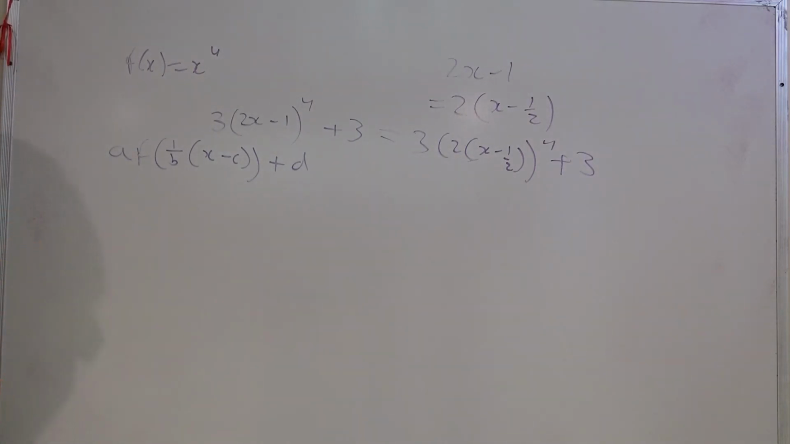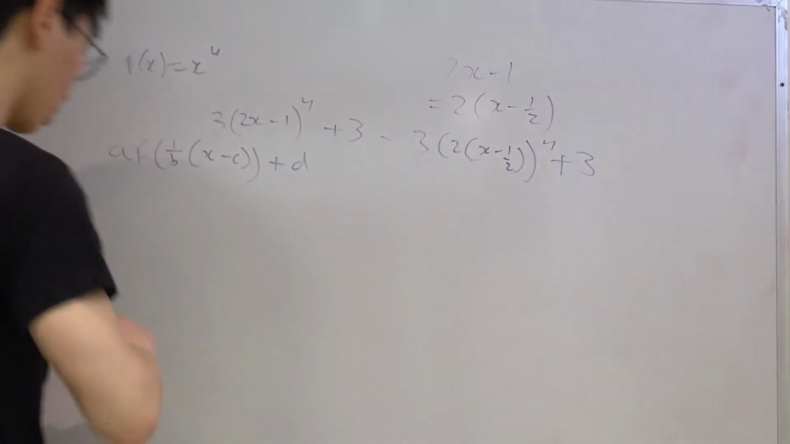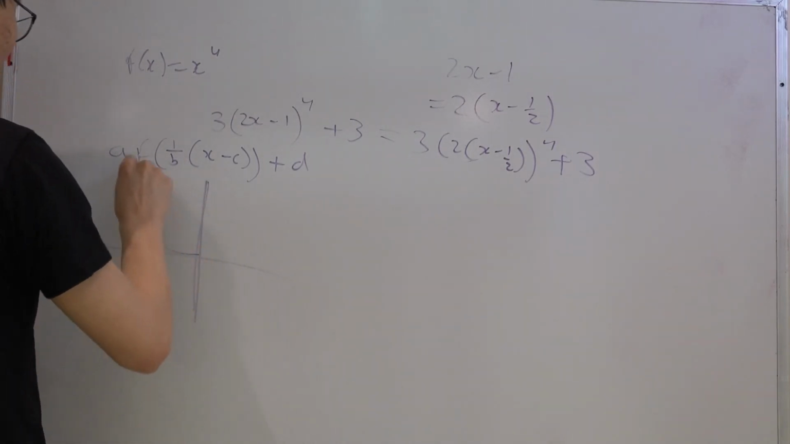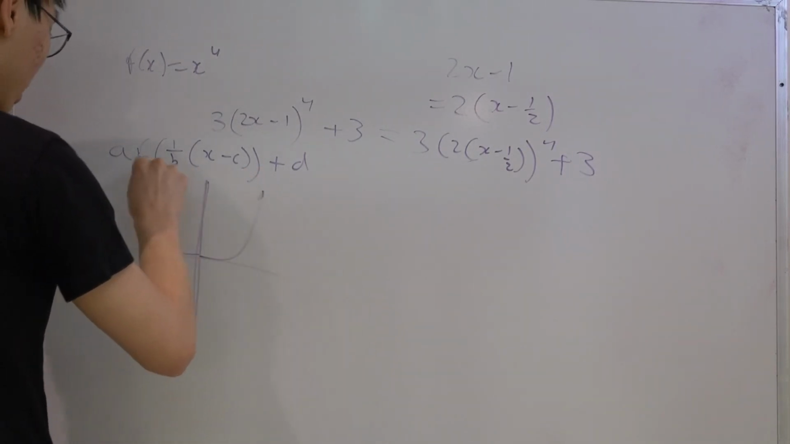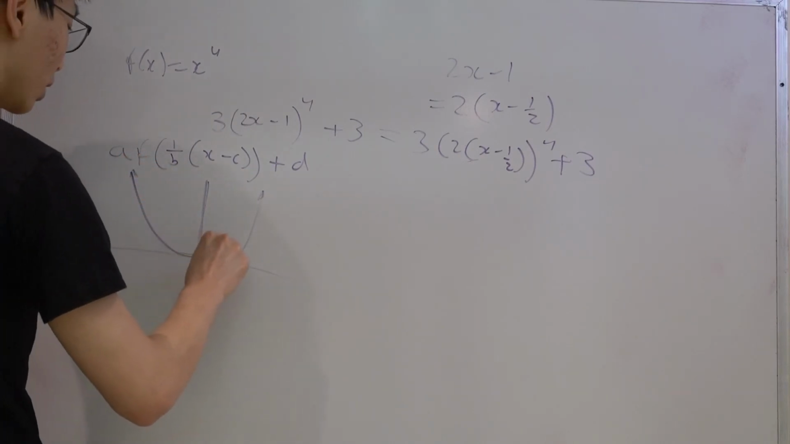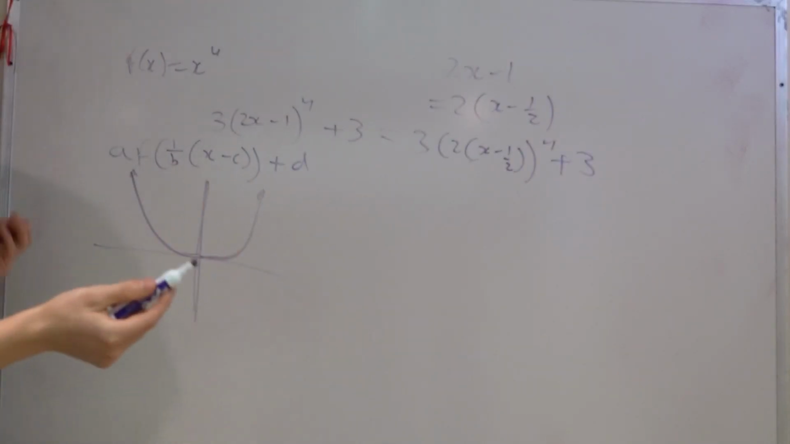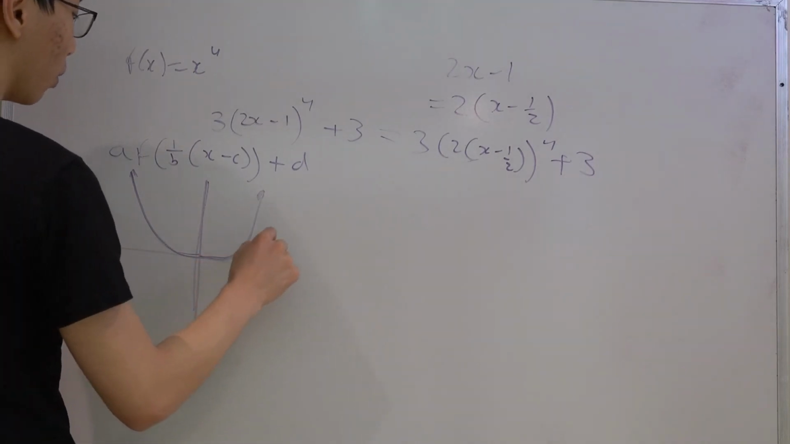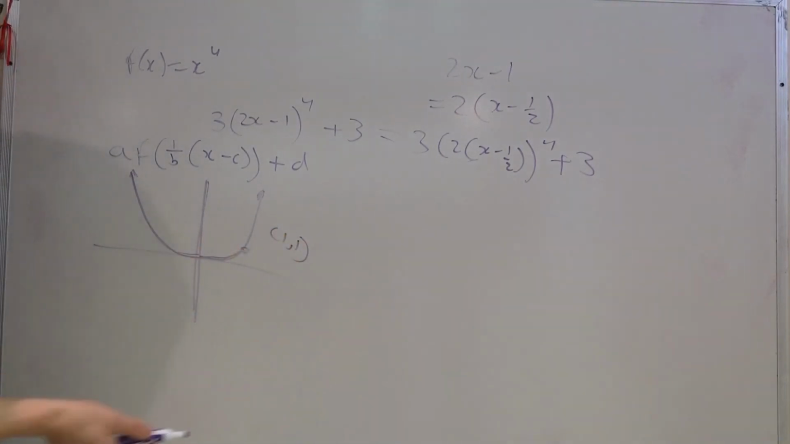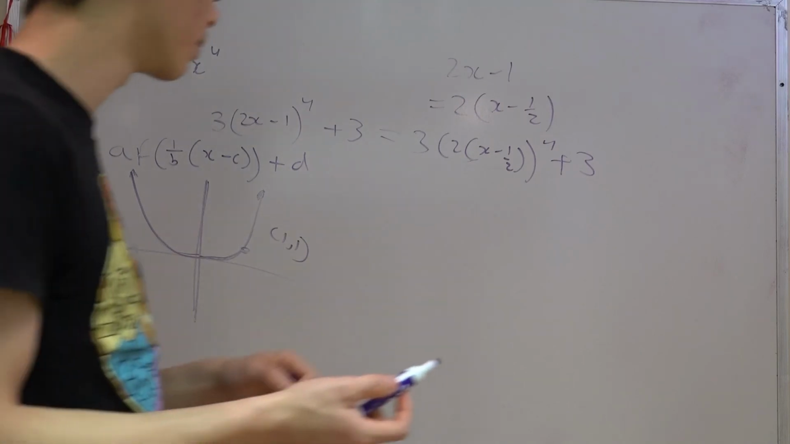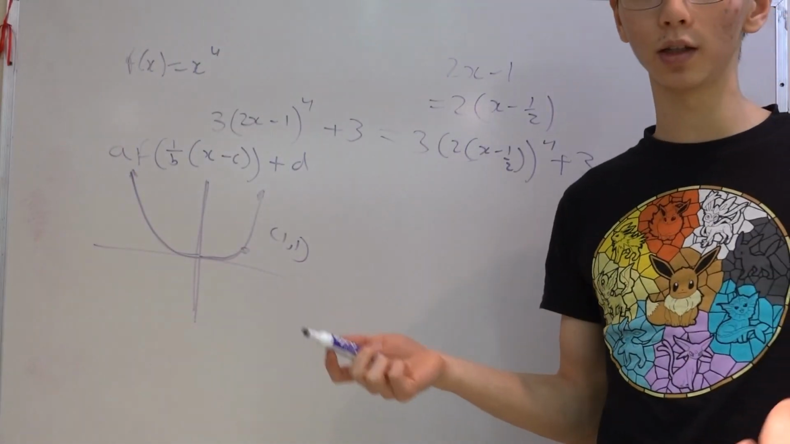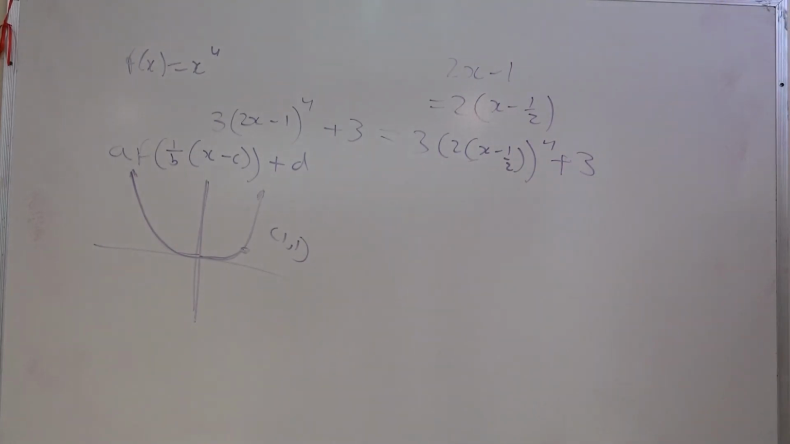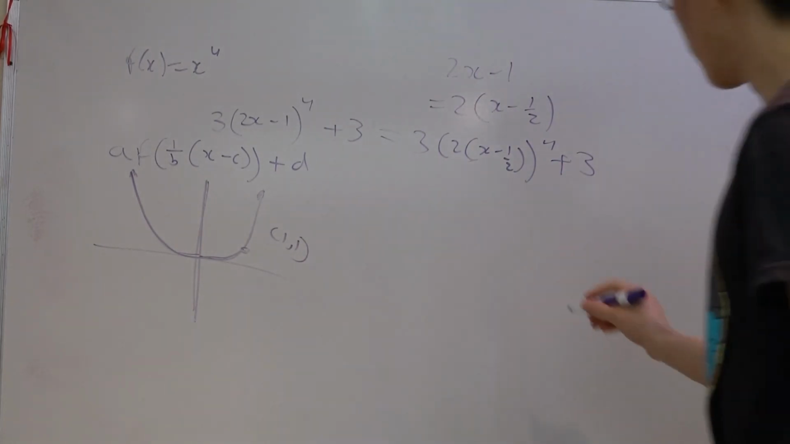Just to remind you, our parent graph looks kind of like x squared, just maybe a little bit flatter. I'm not so picky on the detail here. As long as you show the general shape, that's good enough for me. But you should be able to easily verify that the point (1, 1) is always on this graph, because 1 to the power of anything is always 1.